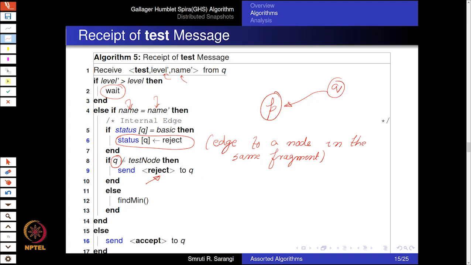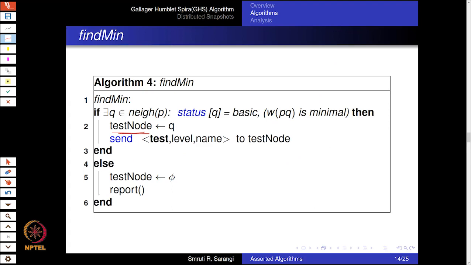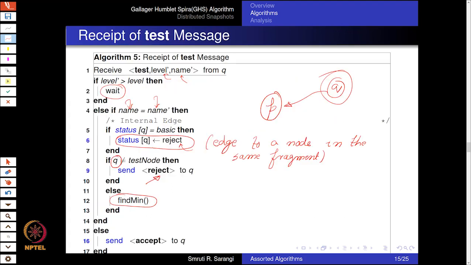Alright. But if let's say Q is equal to test node, which means that already a test message has been sent, then I should call findMin again and then move to some other node, because clearly Q is not the candidate. And Q will also mark this edge to me as a rejected edge because it would get my test message. So recall that the test node is set when a test message is sent.